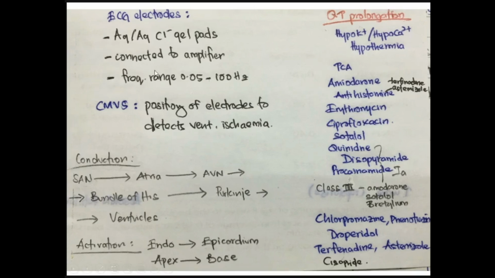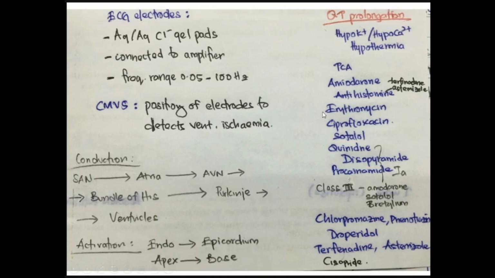Then conduction, again these are all repetition. This is just activation of the heart, as I mentioned. It goes from the endocardium to the epicardium, from the inner wall of the heart to the outer wall, and from the apex to the base. From below, the apex, the pointed area, and goes outwards towards the base of the heart. So activation from endocardium to epicardium and from apex to base is true. If they put it the other way around, make sure it's wrong.